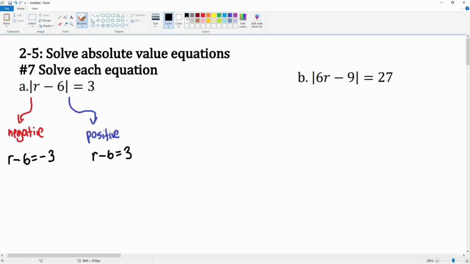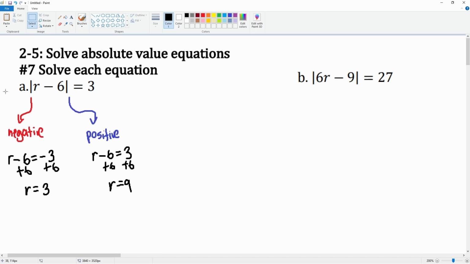That's it, right? So we're going to add 6 to both sides. You get r equals 3. Add 6 to both sides. You get r equals 9. So these are your two answers: r equals 3 and r equals 9.